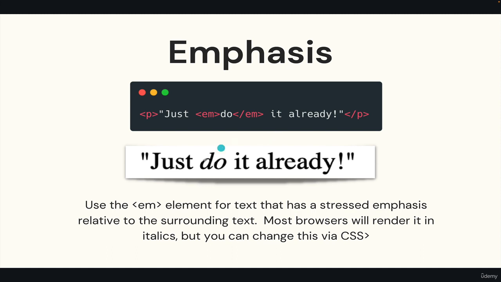Now, there's a lot of situations where this can come up. By default, it will be styled with italics, but soon when we cover CSS, we'll see we can turn that off, we can change the color. So don't use it just to italicize something. Use it because it has a meaning when you want to stress something relative to the rest of the text. So a simple example is something like this, where we have "just do it already." The "do" is wrapped in an EM, so just do it already.